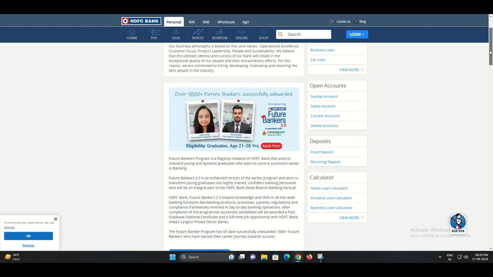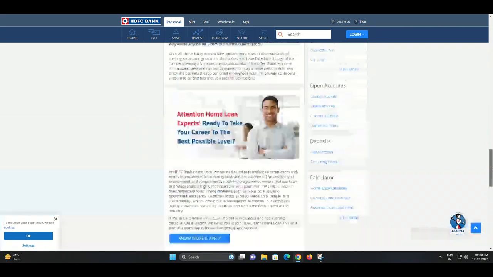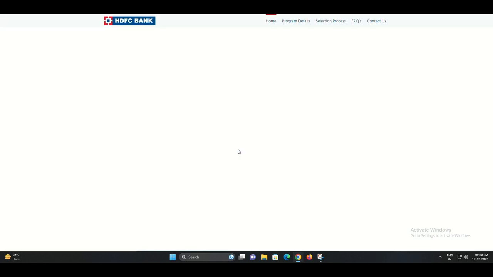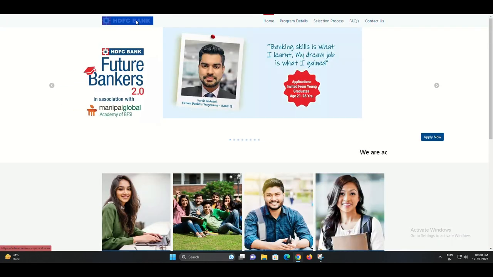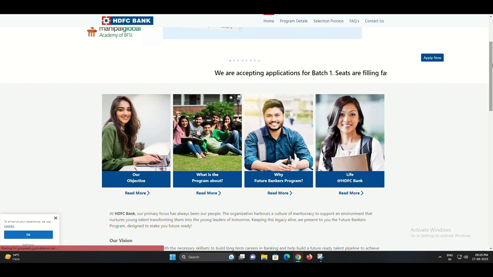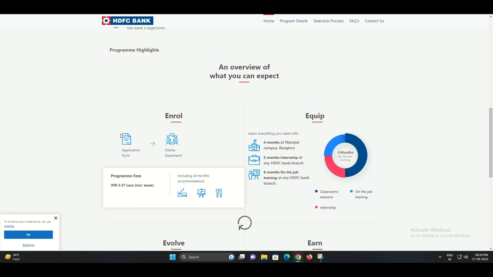Today we have some exciting news for those of you who are aspiring to kickstart your career in the banking industry. HDFC Bank is offering a fantastic opportunity through their Future Banker program, and we're here to provide you with all the information you need to know about the application process and the training journey. The HDFC Future Banker program is designed to groom talented individuals into well-rounded banking professionals. Let's break down the key components of this program.